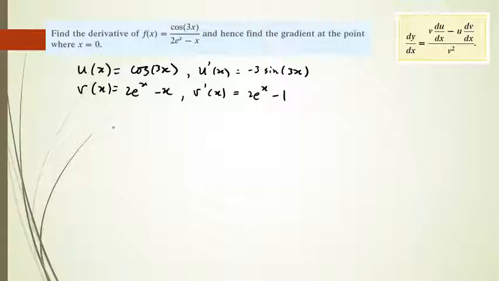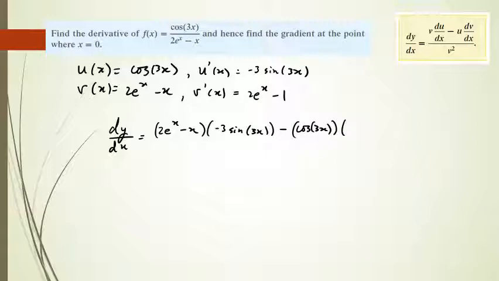So then, putting all of this together, dy/dx is equal to v, 2e^x minus x, times du/dx, negative 3 sine 3x, minus u, so cos 3x, times dv/dx, which is 2e^x minus 1, all over v squared.